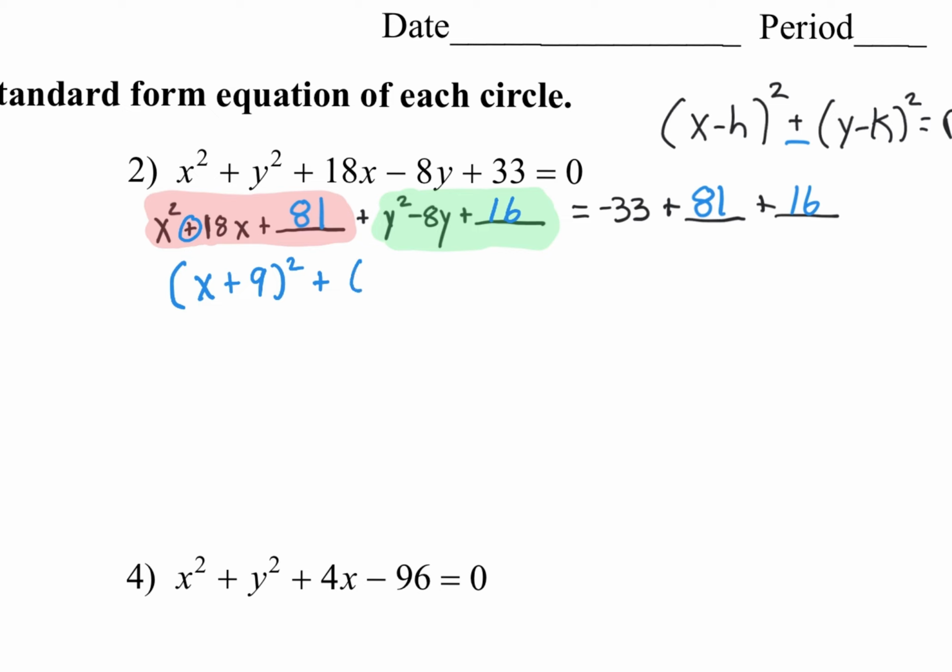Now we're going to factor the y, so it's y. Now we've got a minus. Half of 8 is 4 squared. And then that's going to equal, now we just add that together. Negative 31 plus 81 plus 16. And I think you get, shoot, what did I do? I don't know. Negative 6, it's 64.